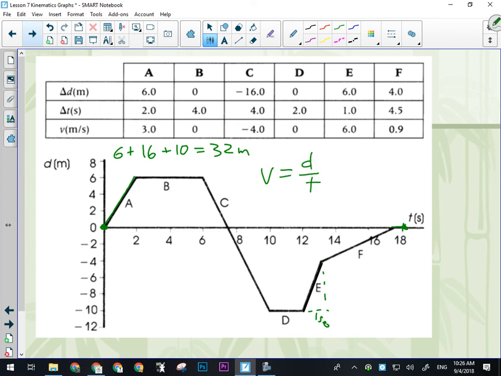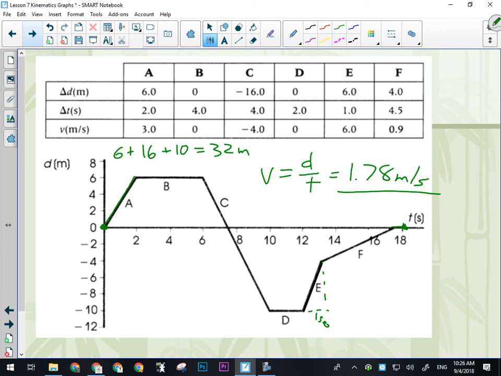Does that formula calculate speed? Speed is distance over time, right? All right. So we just calculated the total distance. It's 32. How long does the whole trip take? 18 seconds. 32 over 18, that's 1.8 something? 1.78? Okay, done.